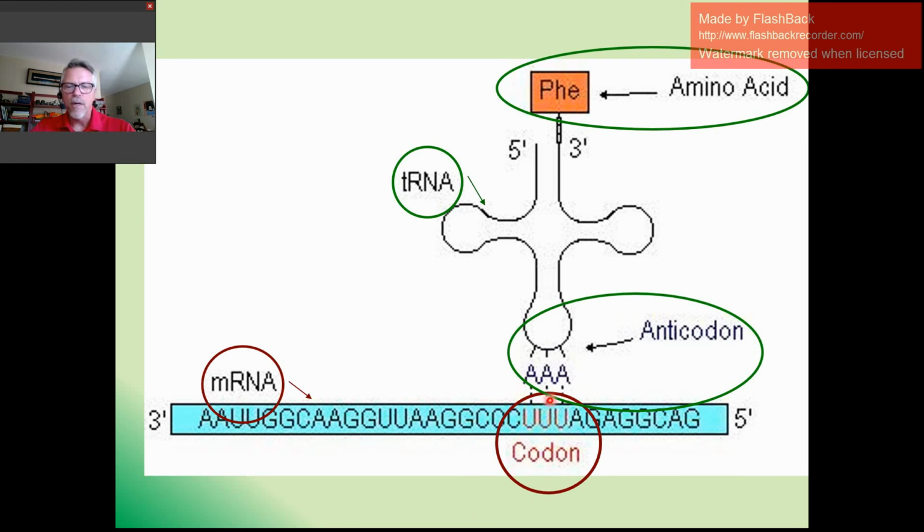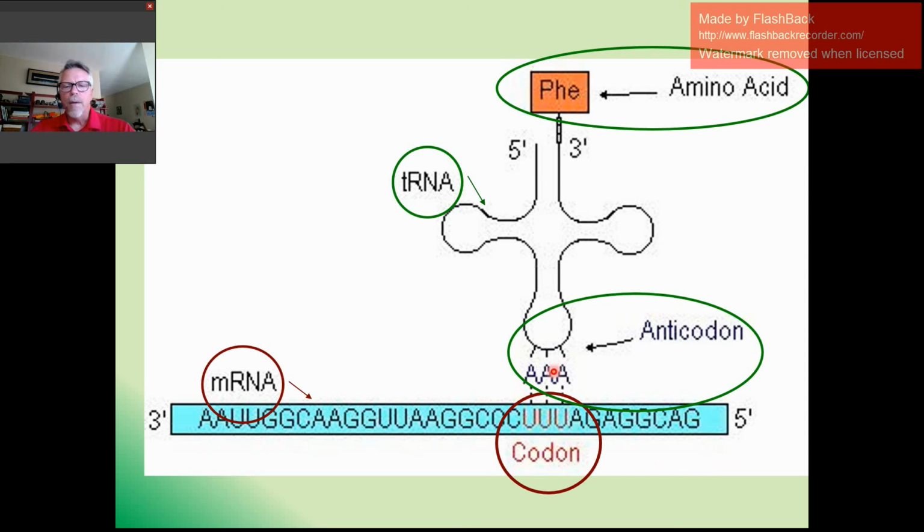So three nucleotides, 1, 2, 3. These three U's are one codon in the messenger RNA. And right before that, there was C, C, C. That's another codon. Before that was A, G, G. So you're reading this three nucleotides at a time. Again, we'll come back to this during the translation piece.